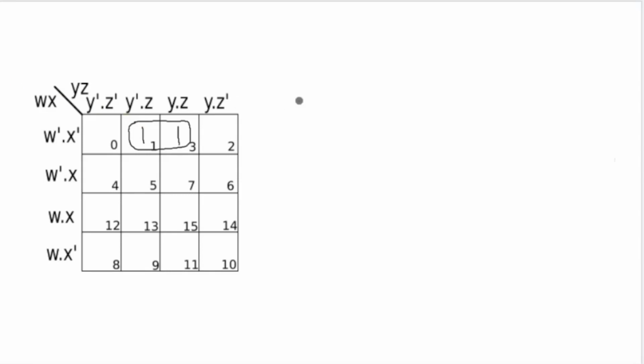So we'll say that the pair represented by m1 plus m3 is equal to W complement dot X complement dot Z. So the core idea is that whichever variable changes its state, that is dropped. Let's say there is another pair over here. So now what will happen?